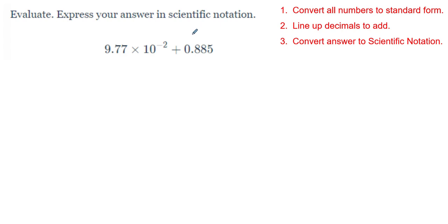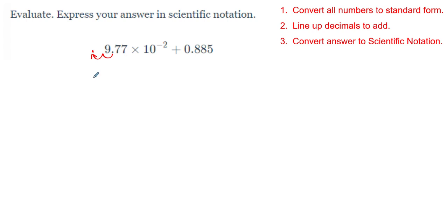So the next two problems, what we're doing is we're adding and subtracting. So step number one, we want to convert all numbers to standard form. So again, write out the original problem. We do have a -2 exponent, which means that this is going to move to the left 2 places. So that decimal is going to end up over here.